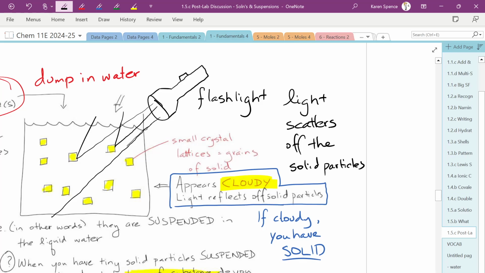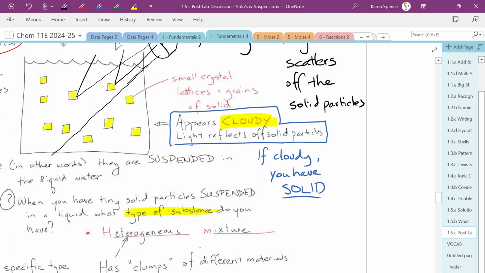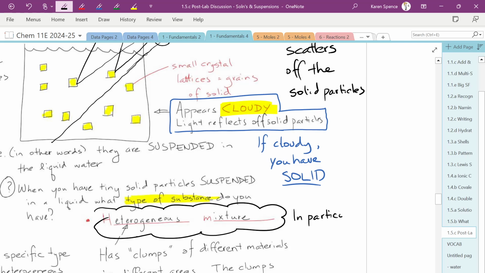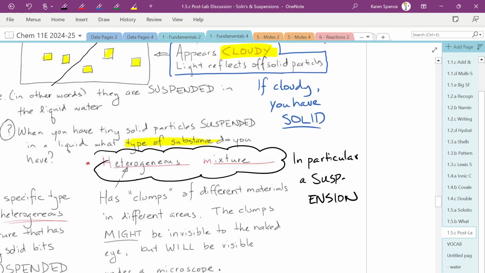So now, in other words, these little crystal lattices are suspended. So what type of substance do we have? We have a? Well, it's saturated, but also if we have these solid particles suspended in solution, we have a suspension. Yes. Okay. We have a heterogeneous mixture. And in particular, a suspension. That's a terrible break in the thing, but anyway, that's okay.